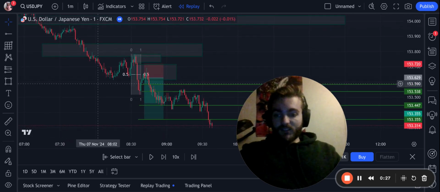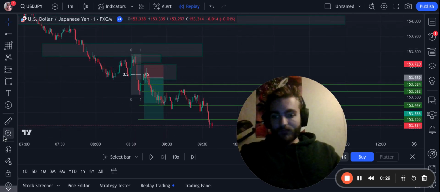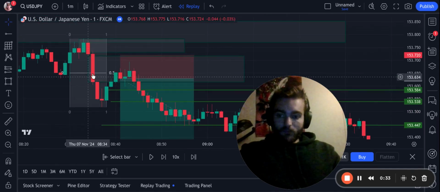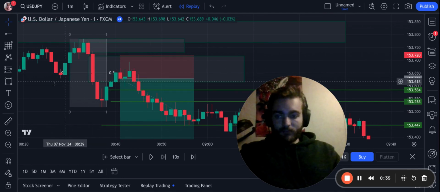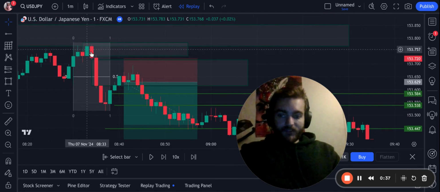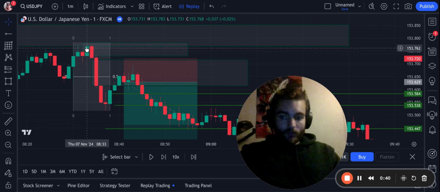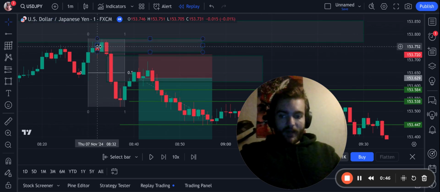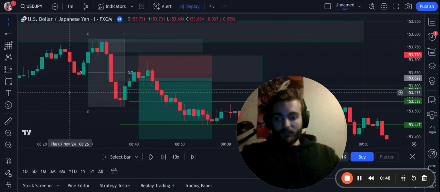So price entered into this 15-minute fair value gap. Price then gave us a break of structure here. The move up that is causing this move down, the area where orders got filled at, is this order block. So I was waiting for price to re-enter into that area, but price unfortunately didn't.